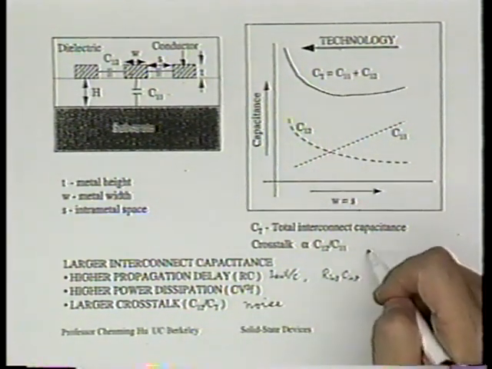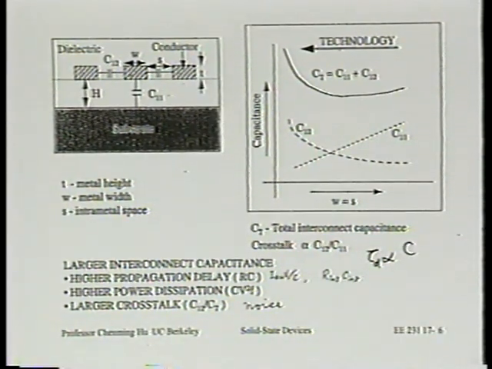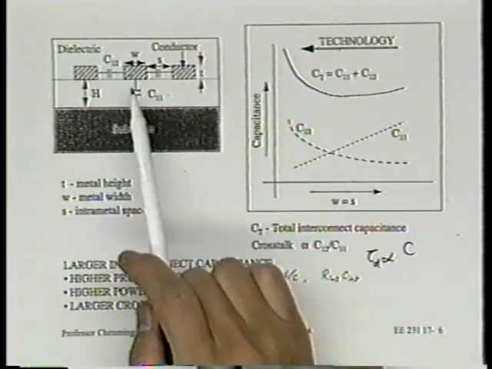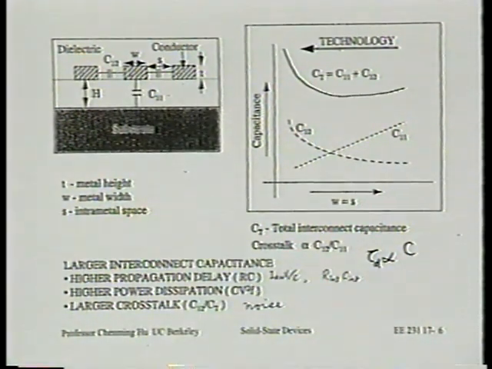Remember, the delay time is proportional to C, right? So anytime you introduce capacitance, it doesn't matter whether it's to your next-door neighbor or to the layer below, it's always going to make the circuit slower. All right? Similarly, higher capacitance always increases power dissipation, because power dissipation is CV squared F.